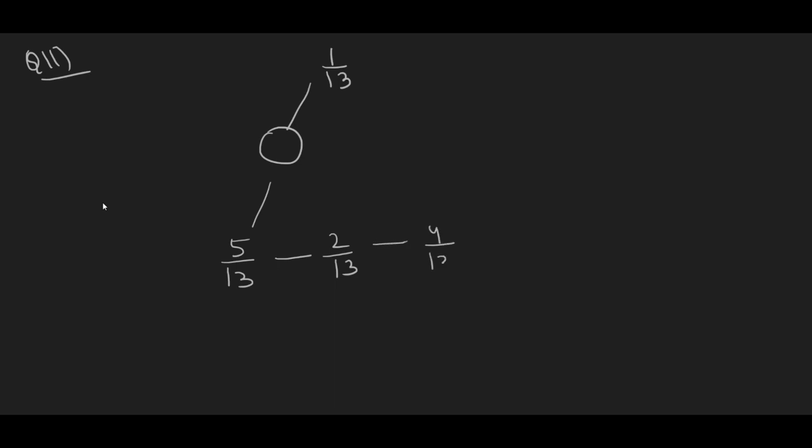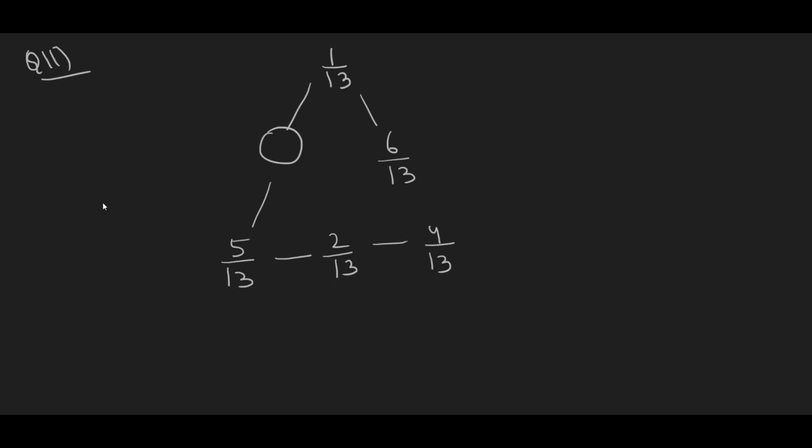Here is question number 11 of this exercise. And question 11 is, which fraction should be filled in the blank circle in the adjacent figure so that the sum of the fractions on each side of the triangle is the same? Children, here you have 1 upon 13, then there is a blank, 5 upon 13, 2 upon 13, 4 upon 13, 6 upon 13 here.